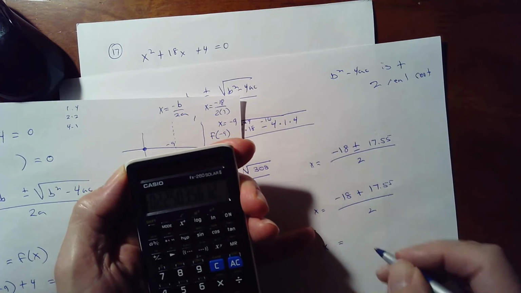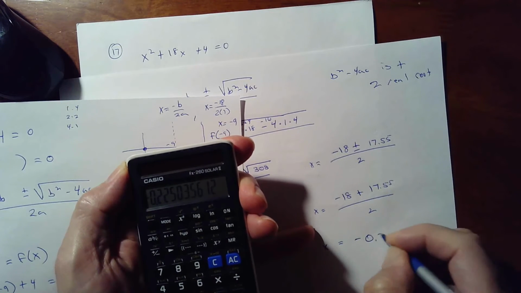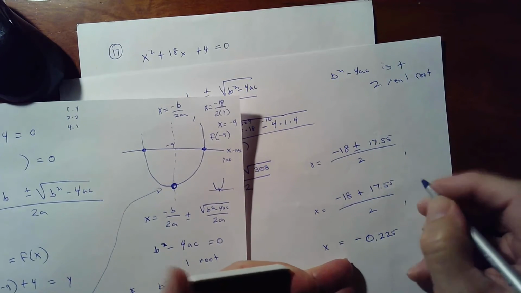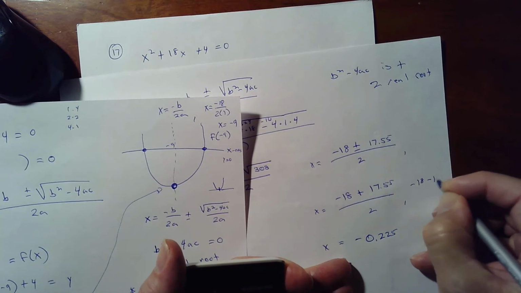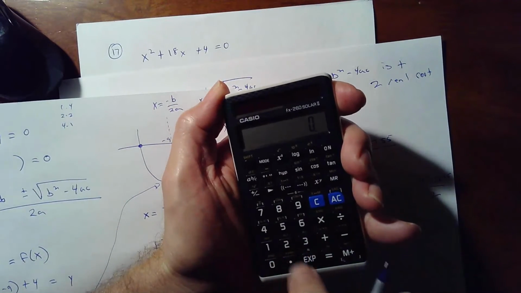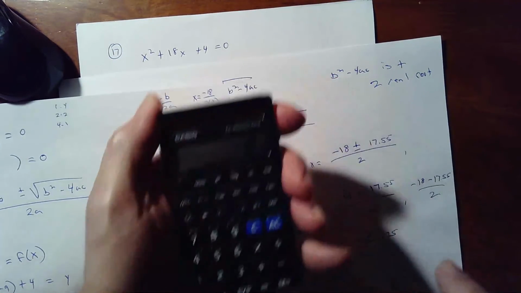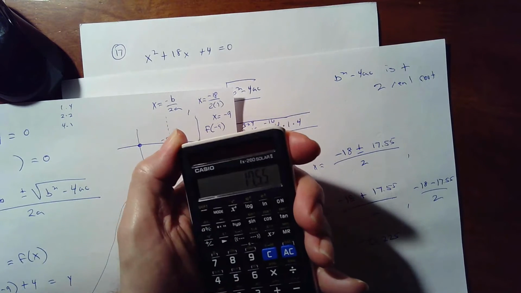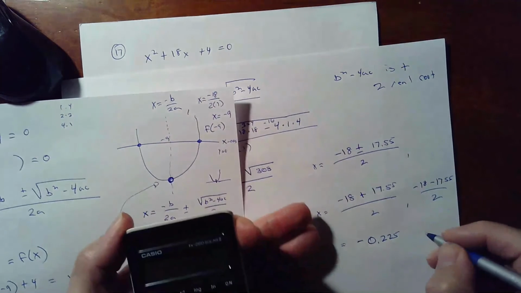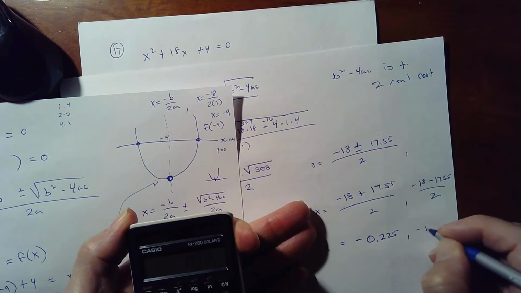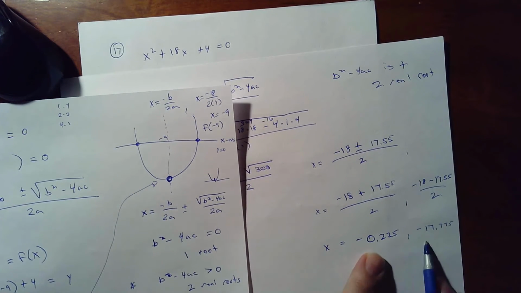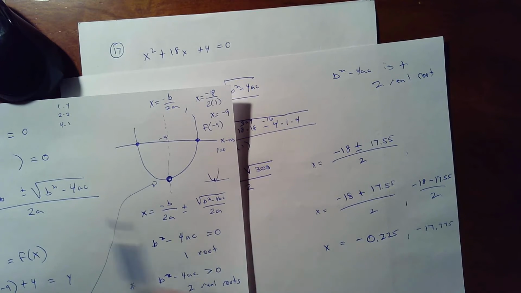So x equals negative 0.225. And then we also have negative 18 minus 17.55 divided by 2. So that's negative 18 minus 17.55, which is negative 35.55, divided by 2 equals negative 17.775. So these are the two locations that cross where y is equal to 0.